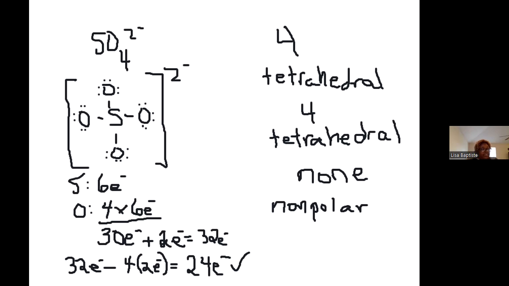All right. So our next example is PF3. So let's get a fresh board. All right. So for PF3, that's what we're going to do next. So we have P, which is phosphorus, and we have 3 fluorine, F is fluorine, that are attached to it. And this is our crude sketch.